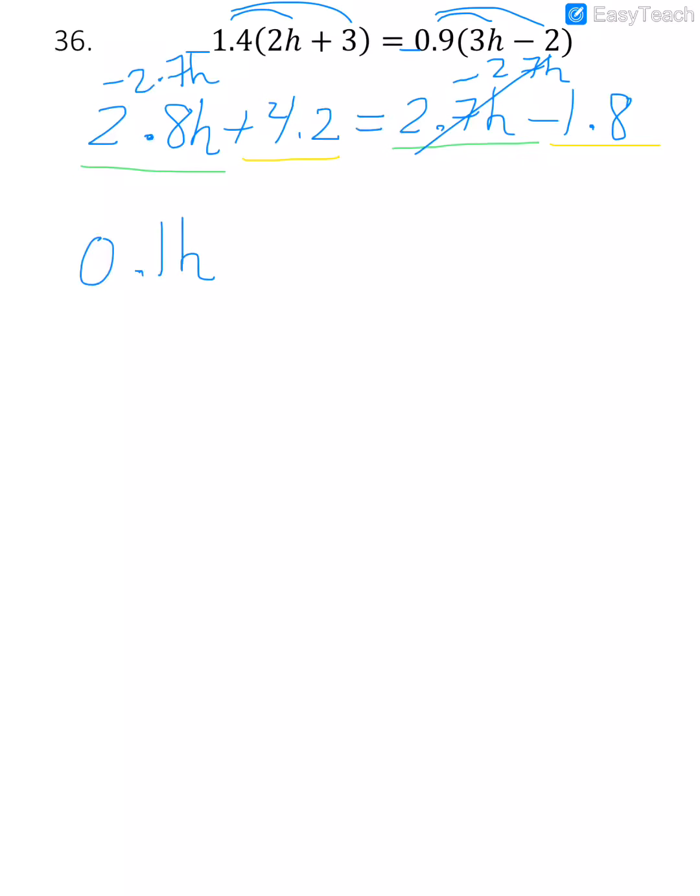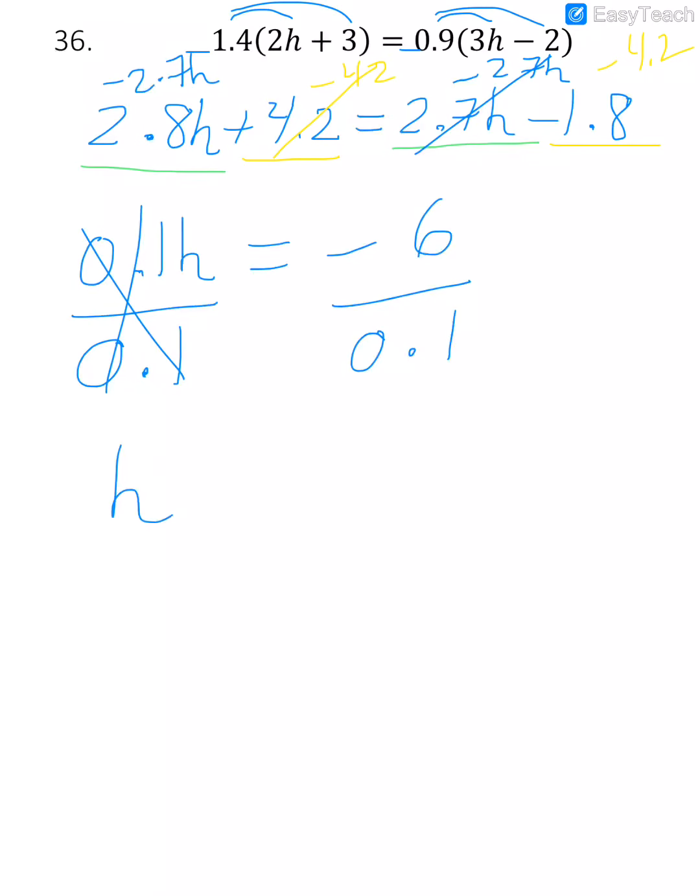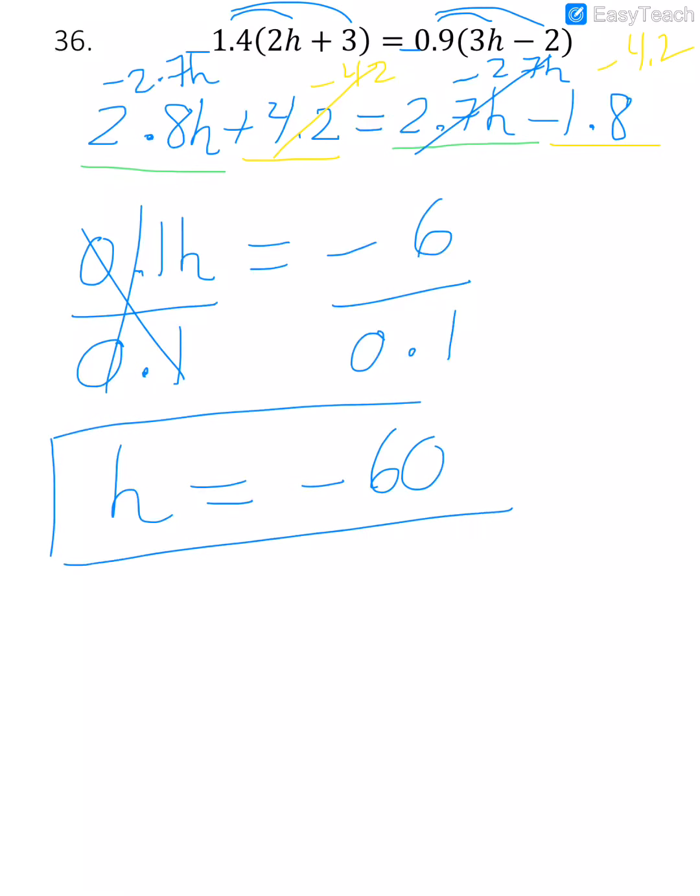Okay, and then I'm also going to take the constant to the other side, minus 4.2, minus 4.2. So when I go negative 1.8 minus 4.2, I get exactly negative 6. So then our last step is to get h by itself. We'll divide by 0.1, divide by 0.1, that'll cancel, and we'll get h is equal to negative 60 as our final answer. So it worked out nice for this one.